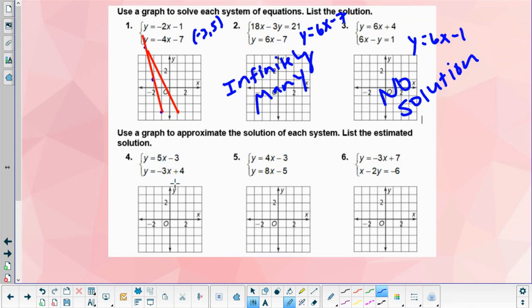Okay. All right, down here, let's look at these. I'm going to see if I can do it without graphing it. You obviously probably have graphed it, but we'll double check and confirm. This one here, they're both in slope-intercept form. I can tell they have different slopes, so this one's going to have one intersection.